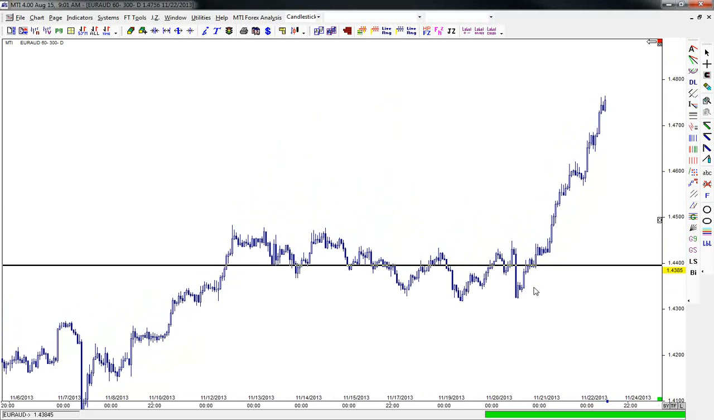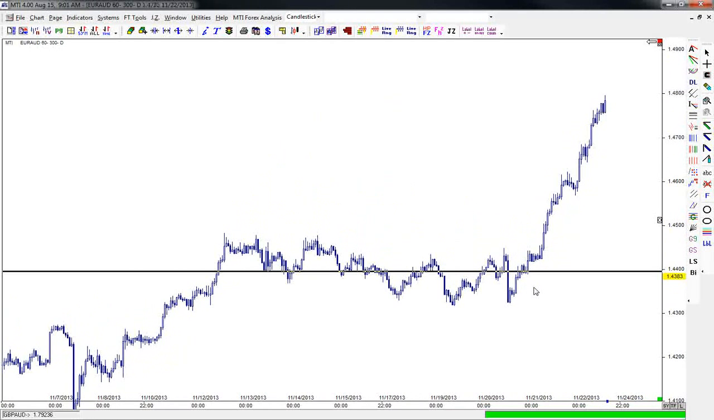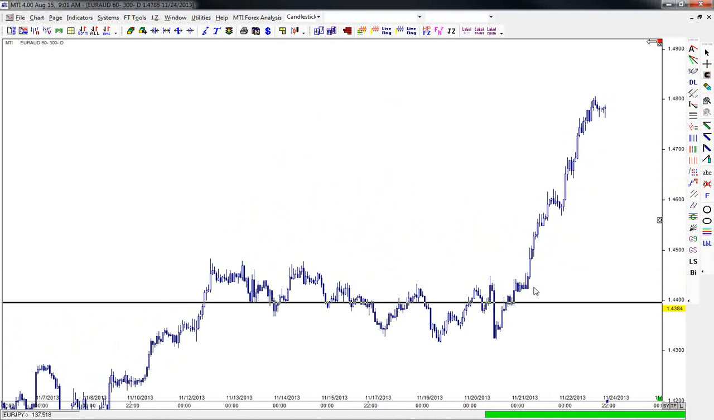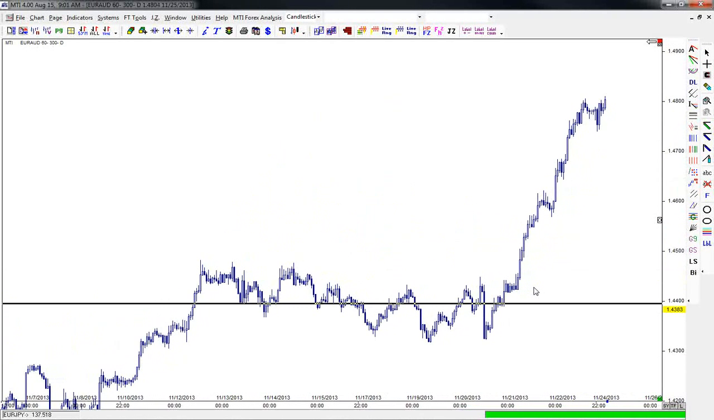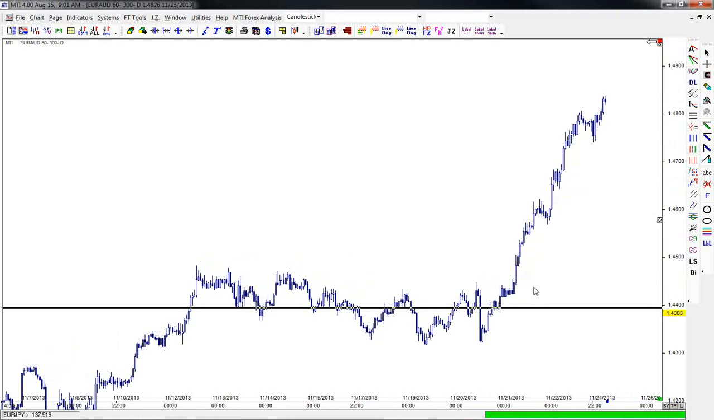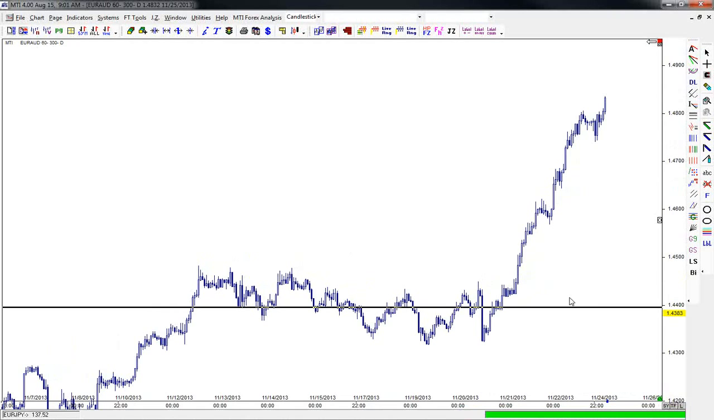Market's still going up. How many of you see this? Right? All right, take a look there. How many of you see that? All right. So what I'm going to do is I'm going to use my box information tool.